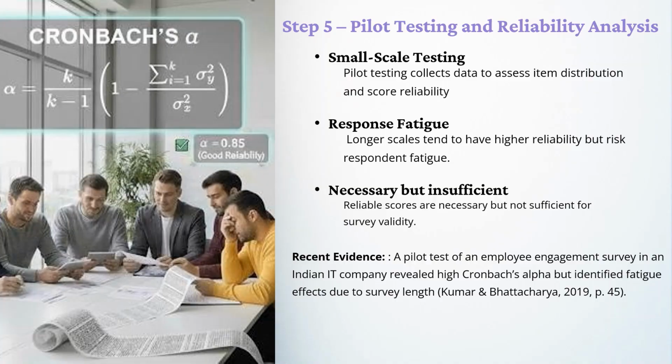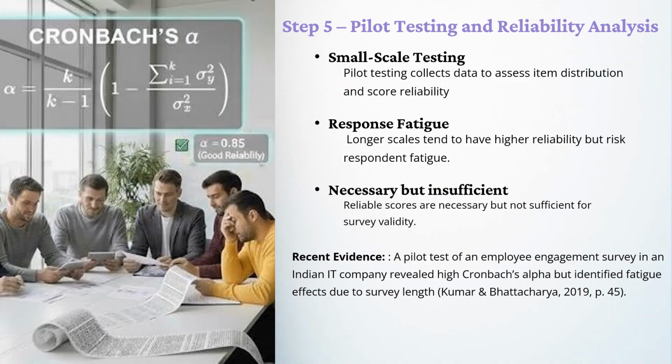Cronbach's alpha values above 0.7 usually indicate good reliability. However, it is sensitive to scale length, so longer scales tend to have higher alpha values. But if the alpha value is more than 0.95, there might be some chances of redundancy of items in the scale. Further, longer scales tend to have higher reliability, but risk respondent fatigue, as you can see in the picture.